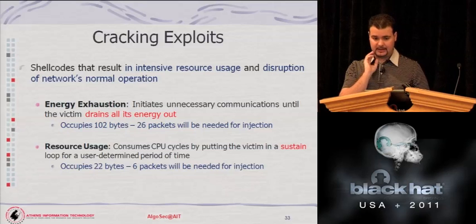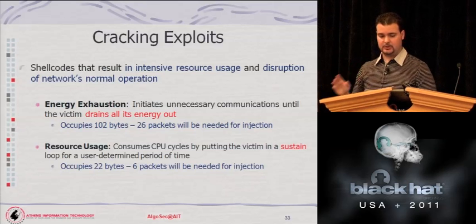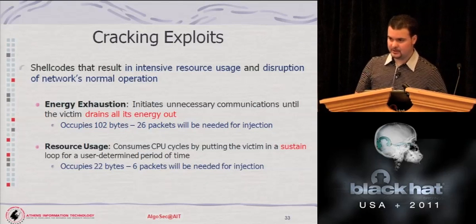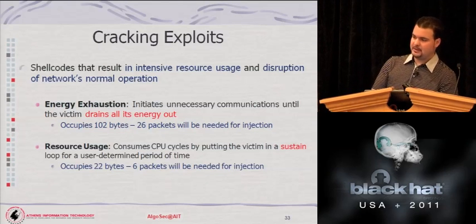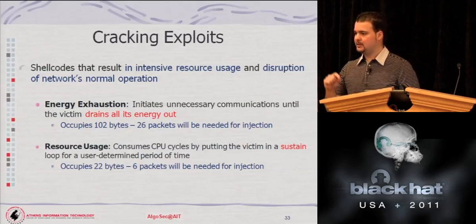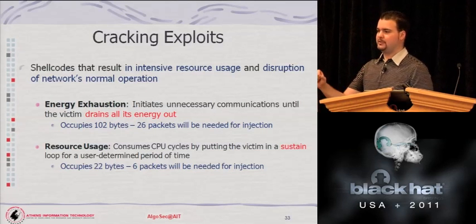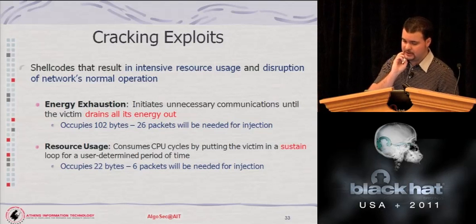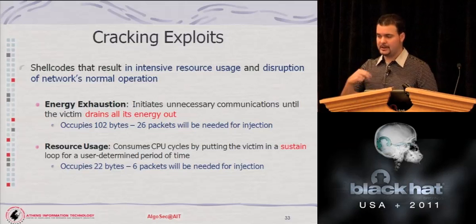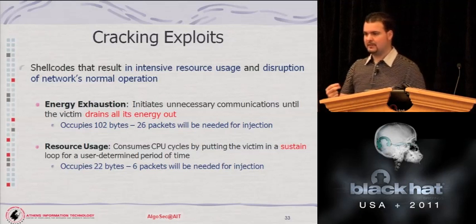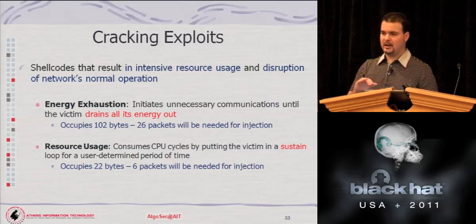Now, moving on to the cracking exploits, this contains the energy exhaustion and resource usage. Okay, the energy exhaustion, once activated, you cannot go back. It tells the node to start unnecessary communication until it drains all its energy out. Once this is done, it calls this stop program execution function and it stops operating. Okay. So actually, this is done automatically because each one of the nodes, before transmitting a message, checks to see if it has enough energy. If it doesn't have enough energy, it says, okay, I'm dying, I have to stop.